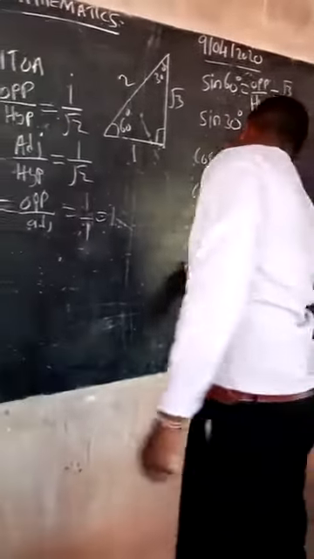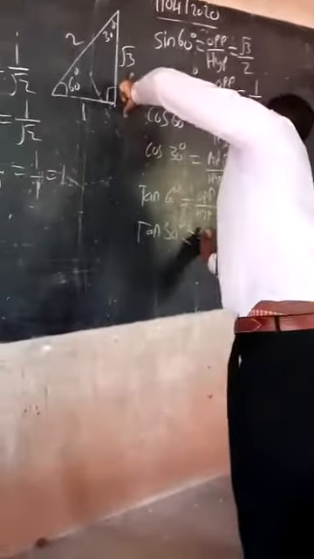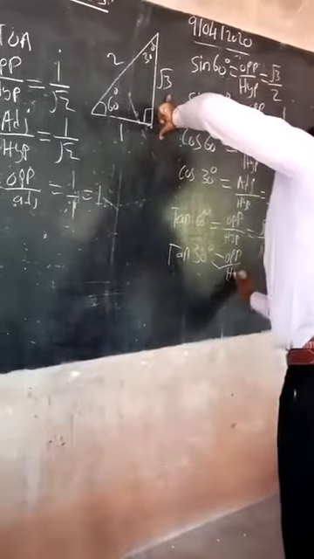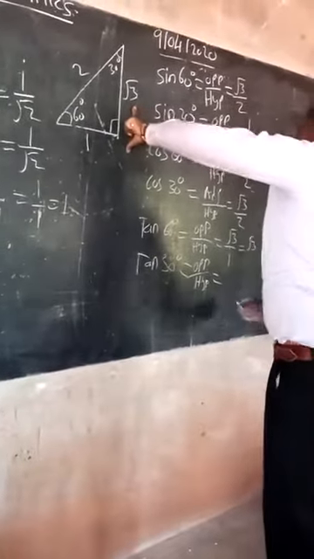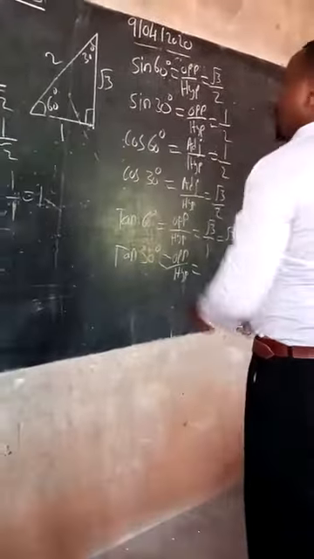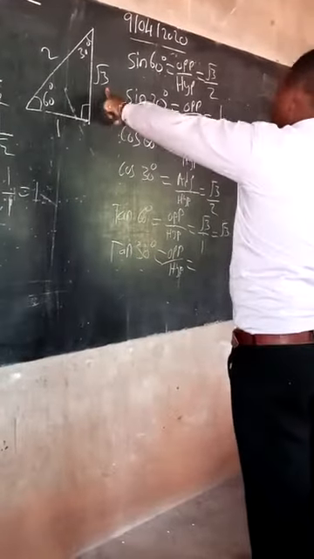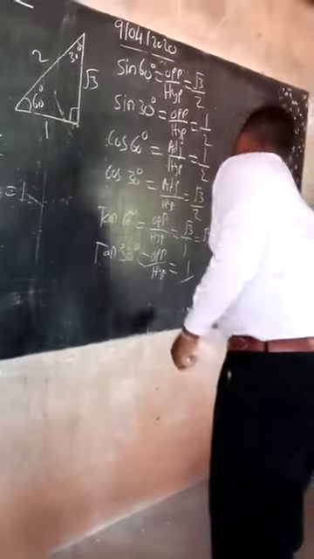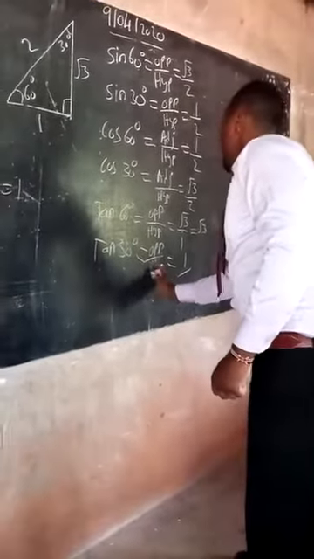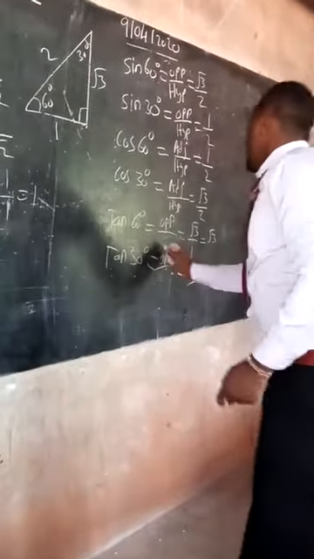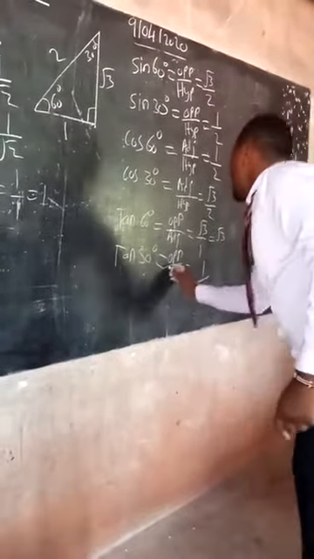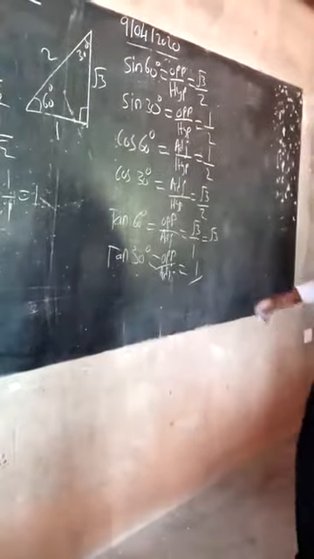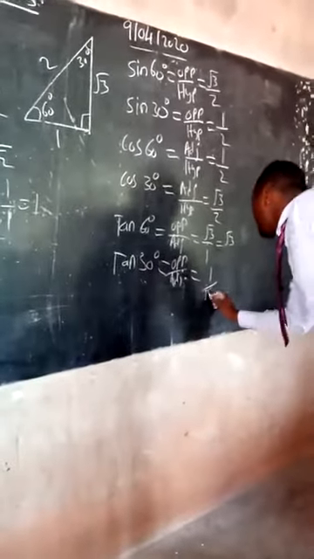Then tan 30 degrees will be equal to, this will be our opposite now. So it will again be opposite over adjacent. This will be our opposite, and this will be our adjacent. So it will be 1 over root 3.